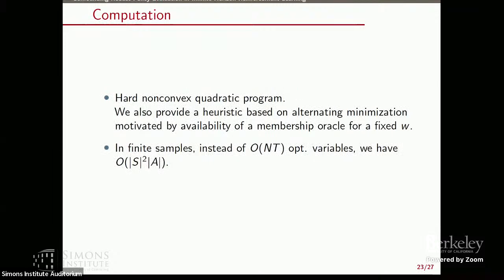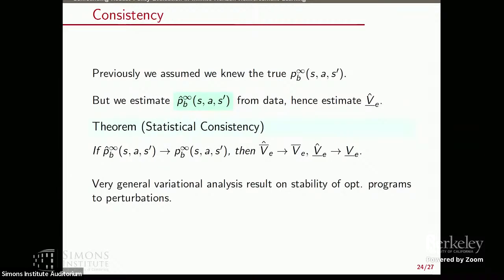Okay, so again, when it comes to computation, it's non-convex. I derive an alternating minimization approach, but there's not much that can be said about it. Because we have this reparameterization, it's actually solvable in practice for very small examples. And when it comes to statistical consistency, so far, everything I've said assumes that we plug in true distributions.